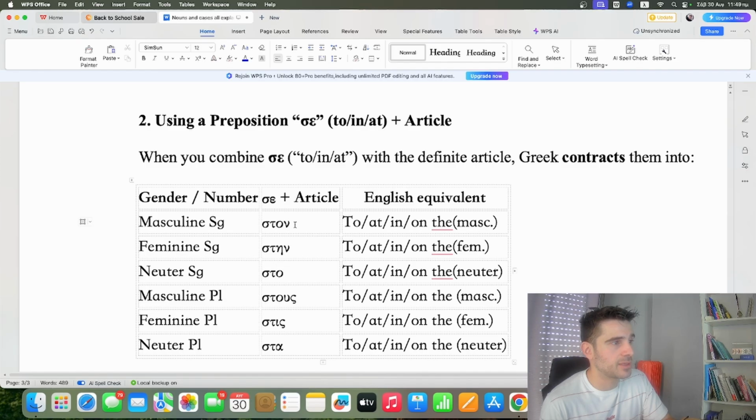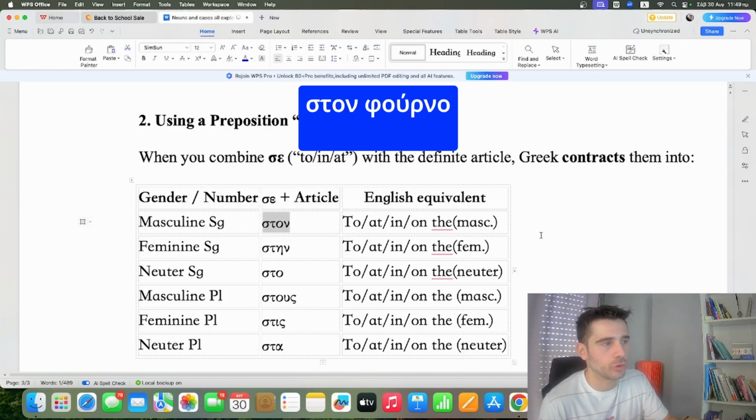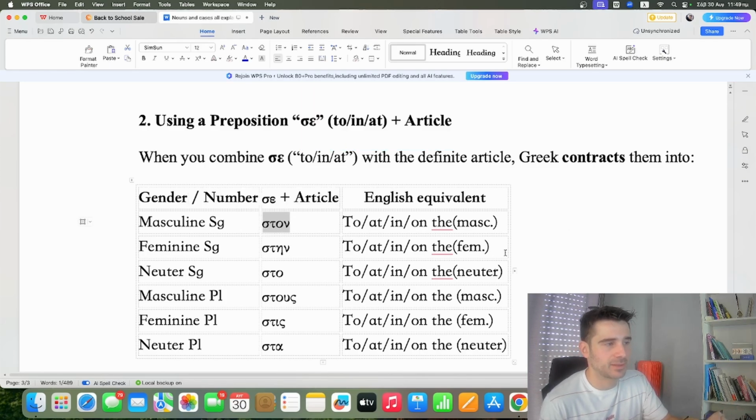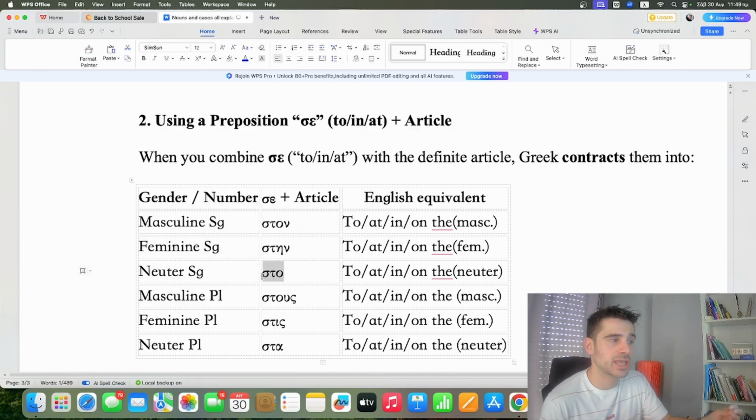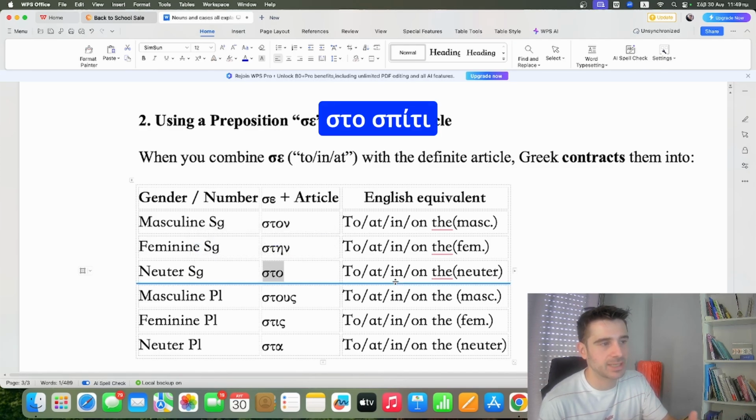So together, when they are mixed, they will give us ston, stin, sto. So if you want to say at the bakery, bakery is a masculine word, so you will say ston furno. If you want to say at the square, square is a feminine word, so you will say stin platia. And if you want to say at the house, you will say sto spiti, because spiti is a neutral word.